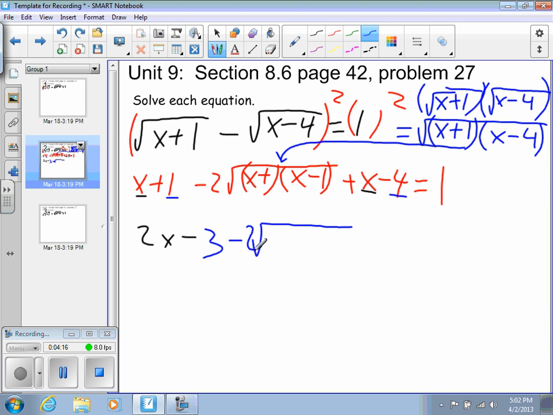and then minus this thing, minus 2 times the square root of x plus, whoops, what did we have there? That's supposed to be a 1, and that's supposed to be a 4. Somehow I lost that. Okay, x plus 1 times x minus 4. Extend our radical out a little bit, and then that all equals 1.